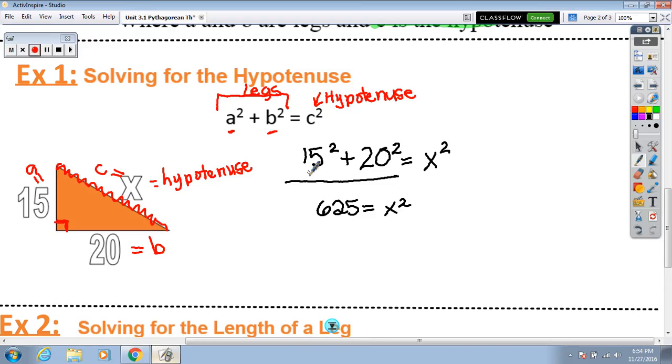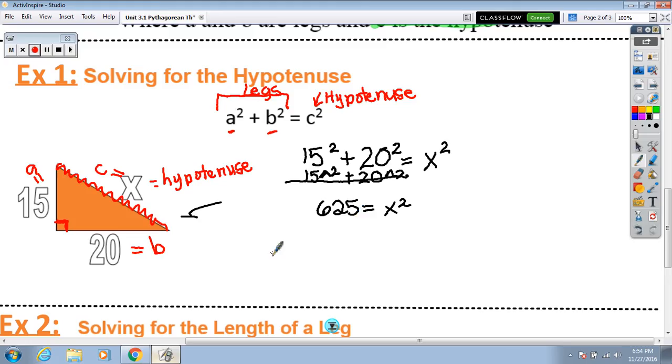Or you could type in the number 15, and you can use the little up caret key and then the number 2, and that would make 2 an exponent, okay? Plus, okay, 20, up caret key, and the number 2. So that gives me 625.